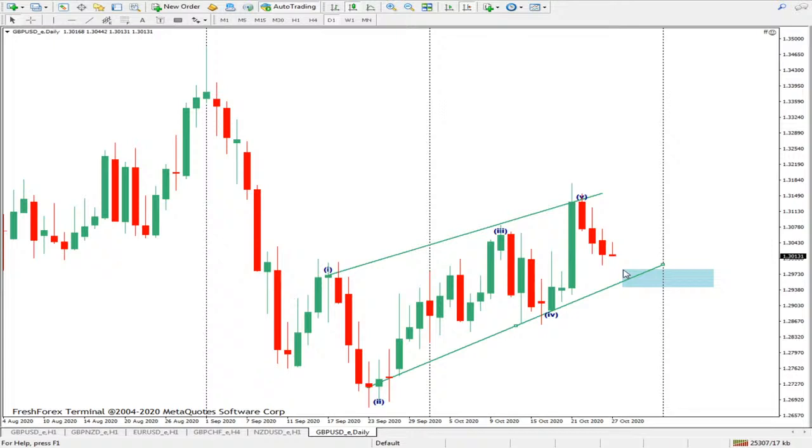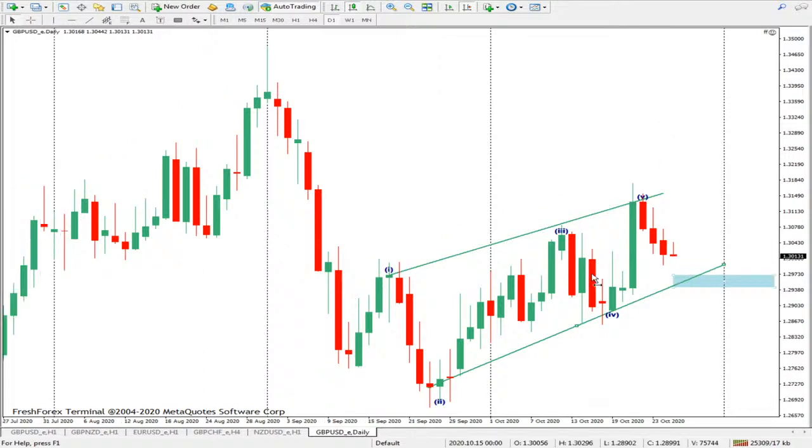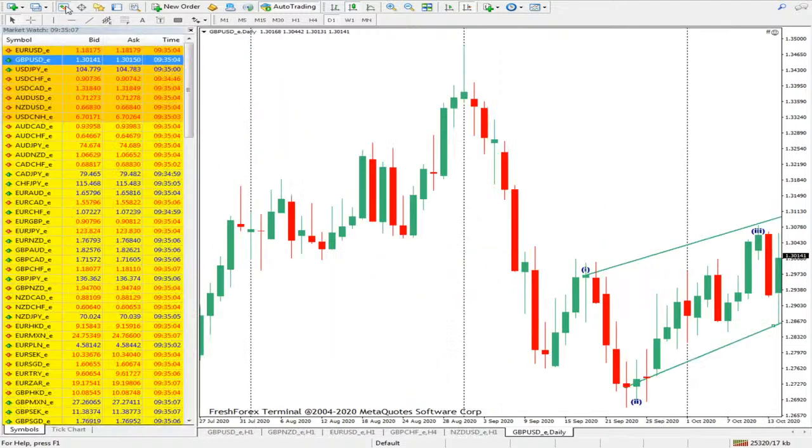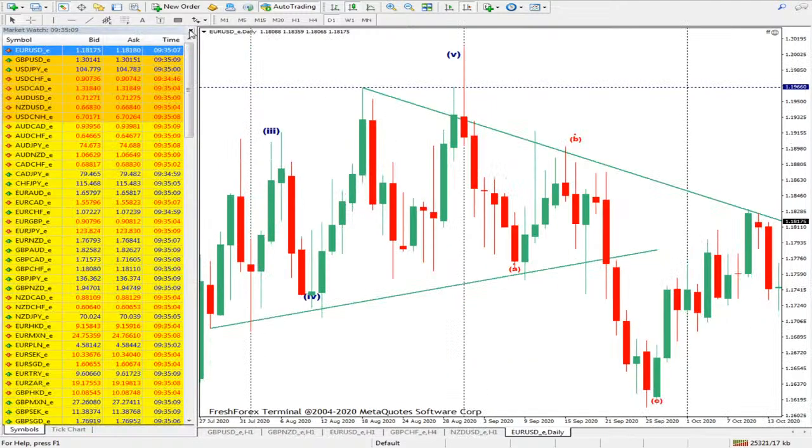So you're on this chart now. Expect sellers to come in up to this level. Expect sellers to push price up to the support. So the next chart is EUR/USD.